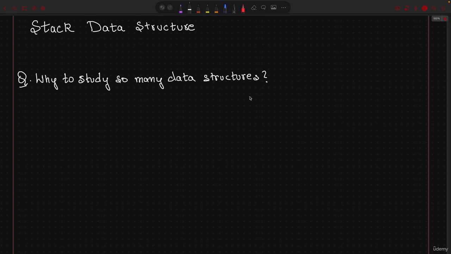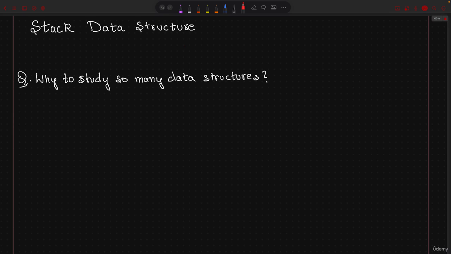Now in this module, we are going to start with a new data structure, that is stack data structure. So let's get started. Before we discuss anything about stack, I want to first answer a very common question which even I had while I was studying data structures back in my college: why are we studying so many data structures? I know many of the students have this doubt, that why so many data structures are required.